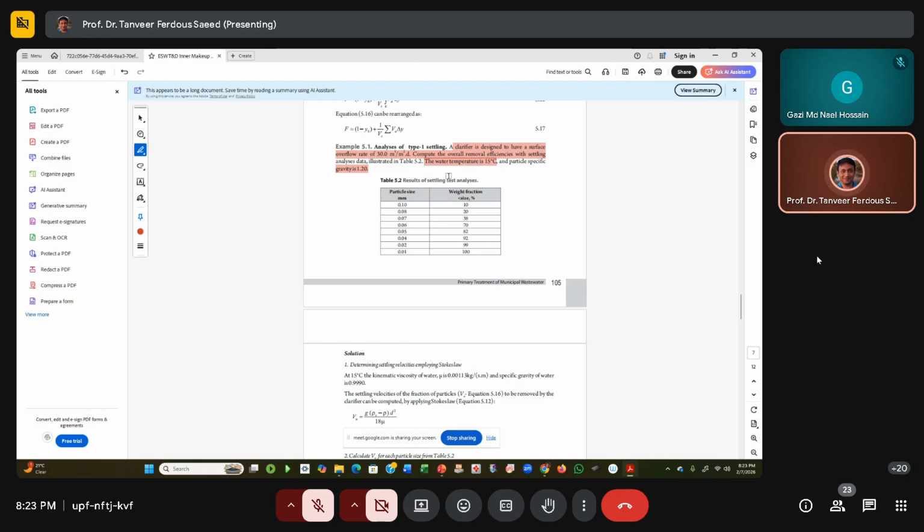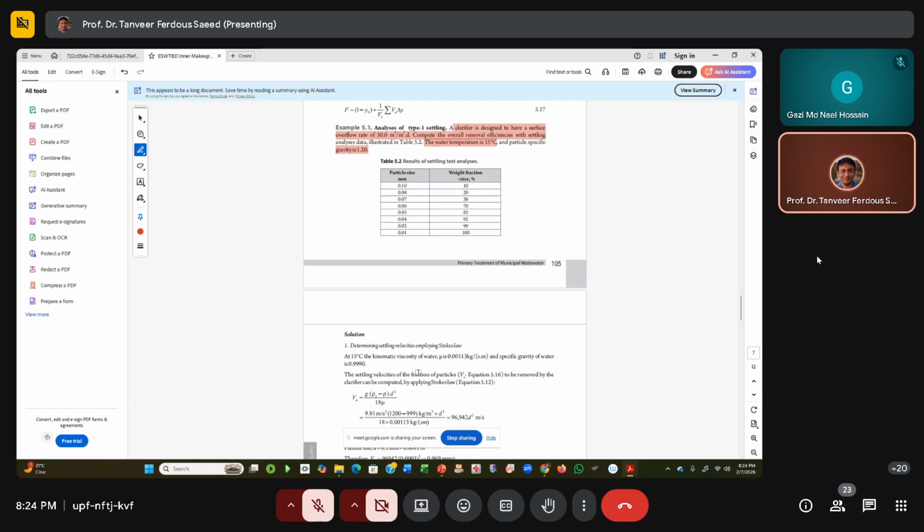If these data are given in tabular form, for example, 20 and 25, you can interpolate the required temperature, or the data would be directly given. There are many tables that define parameters with respect to temperature and other things. At 15 degrees centigrade, the kinematic viscosity nu is this, and the specific gravity of water at 15 degrees is this. Now this is the Stokes equation.